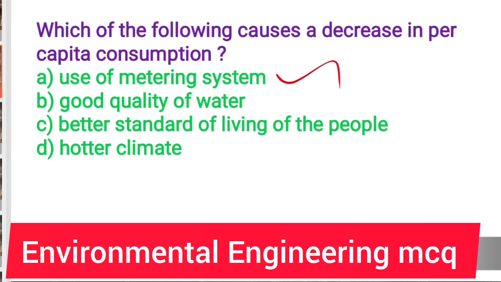Because option B, good quality of water, option C, better standard of living of the people, and option D, hotter climate, are all increasing the per capita demand. Only if you're using the metering system will the people conserve the water because of the charging.